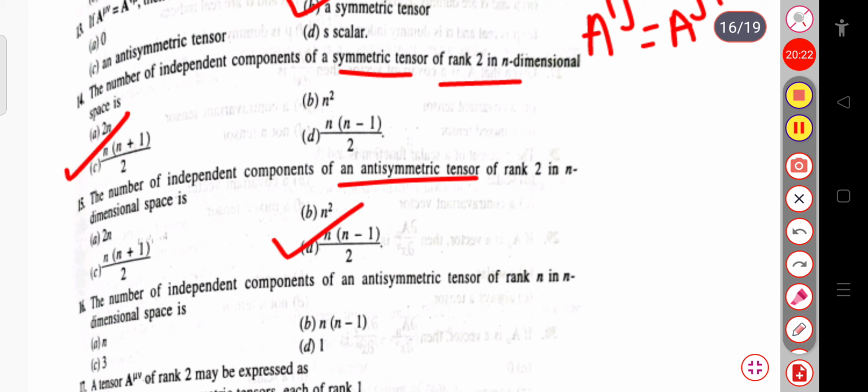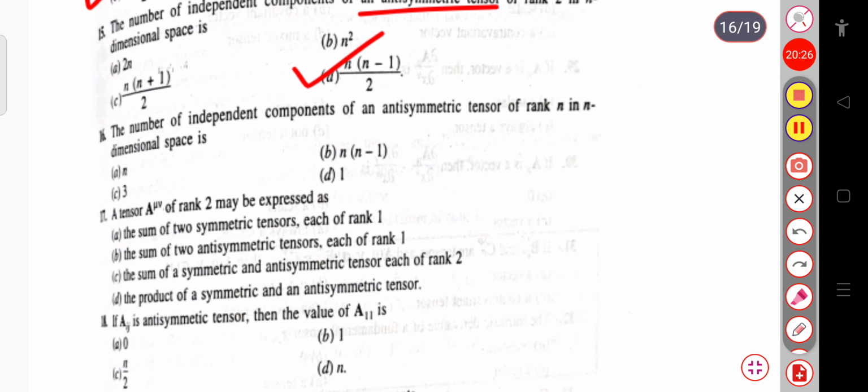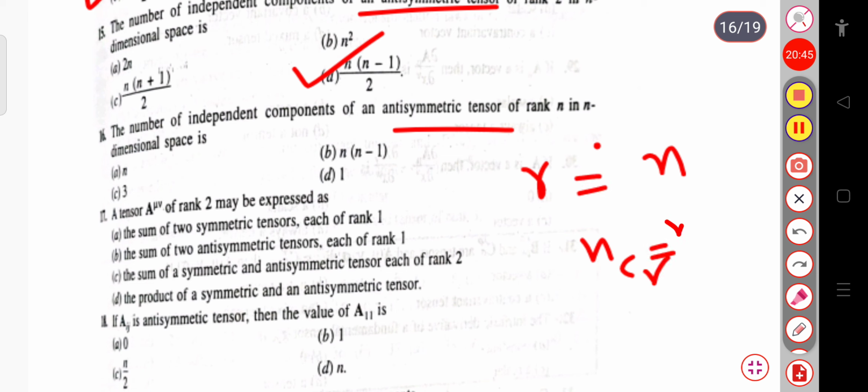Okay. Then the next question, the number of independent components of an antisymmetric tensor of rank n in n-dimensional space. So you know, when the rank is r and it is in n-dimensional space, simply you have to write nCr. But when n equals r, then this will be equal to nCn, and that value is equal to 1. So this is our correct answer.